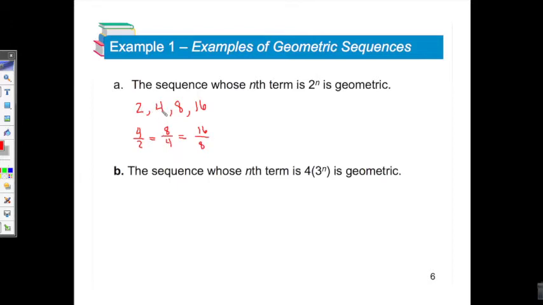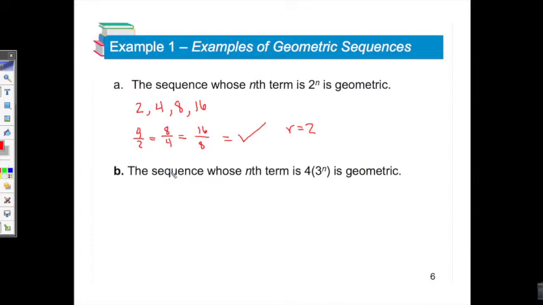I'm taking the second term, dividing it by the first, taking the third term, dividing it by the second, or the fourth term divided by the third. Are all of these things equivalent? As a matter of fact, they are. They all have the same common ratio, which in this case, r, would be a 2. 4 over 2, 8 over 4, 16 over 8.